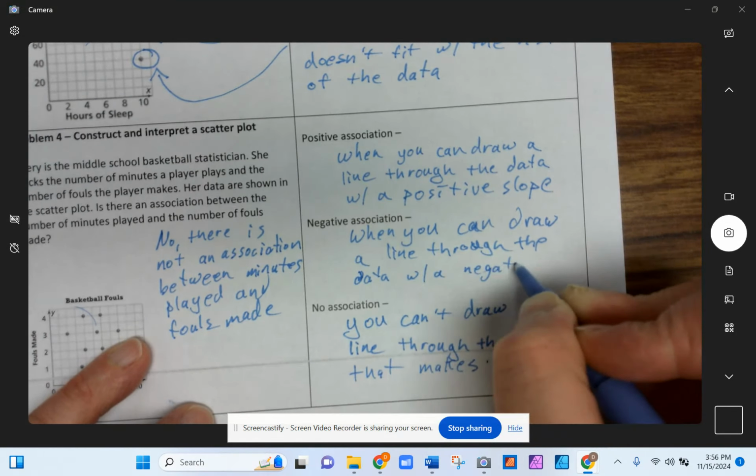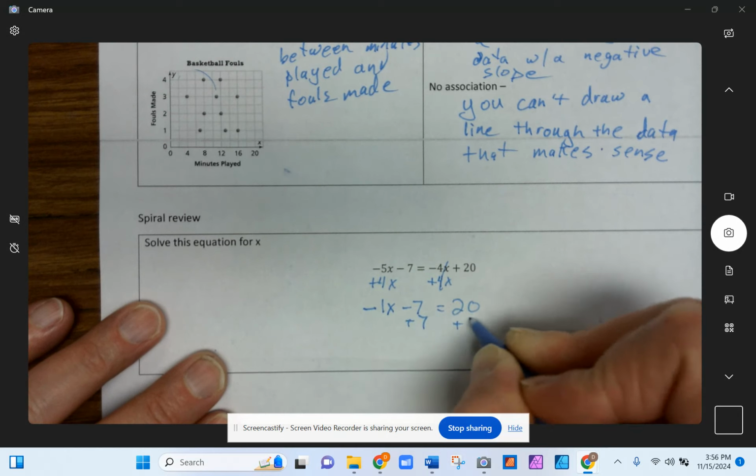Okay. Solve this equation for x. We're going to add 4x to the other side, because that's the opposite of that being negative. Those are going to cancel. Negative 5x plus 4x is negative 1x minus 7 equals 20. We're going to add 7 over here.